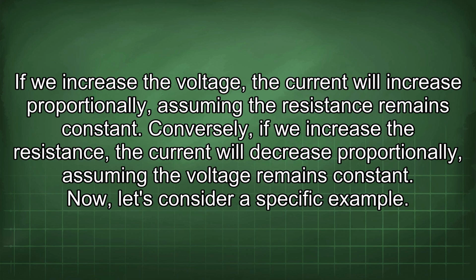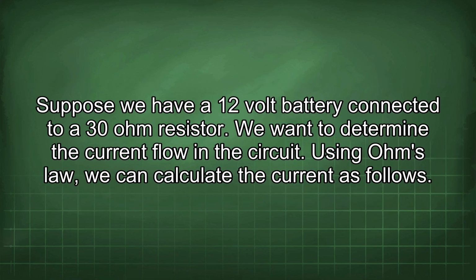Now let's consider a specific example. Suppose we have a 12-volt battery connected to a 30-ohm resistor. We want to determine the current flow in the circuit. Using Ohm's law, we can calculate the current as follows.